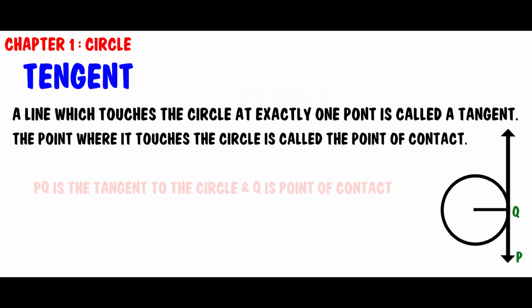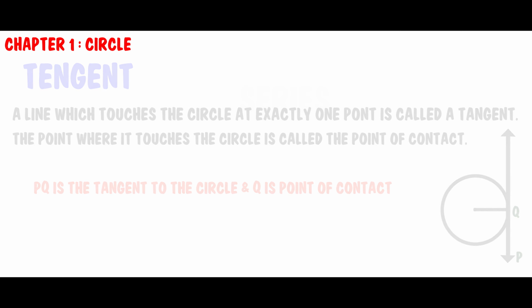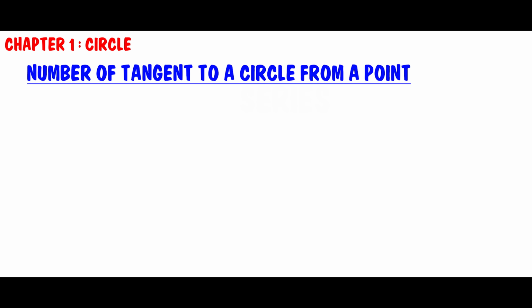PQ is the tangent to the circle, O is the center, and Q is the point of contact. If you get any question asking what the point of contact is, just look at the figure: the point on the circle through which the tangent passes is the point of contact. Moving on, the third topic: the number of tangents to a circle from a point.